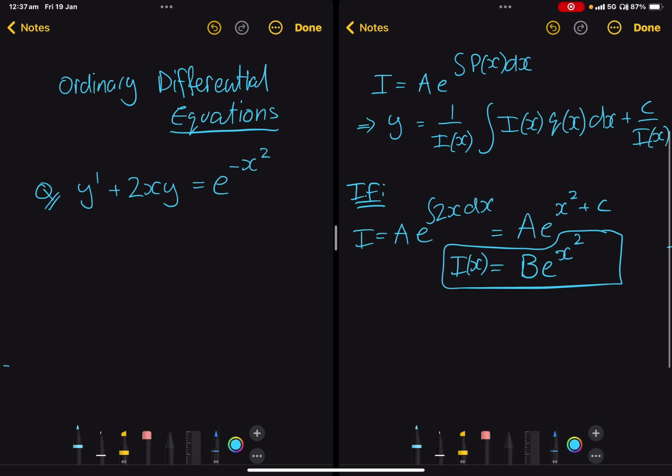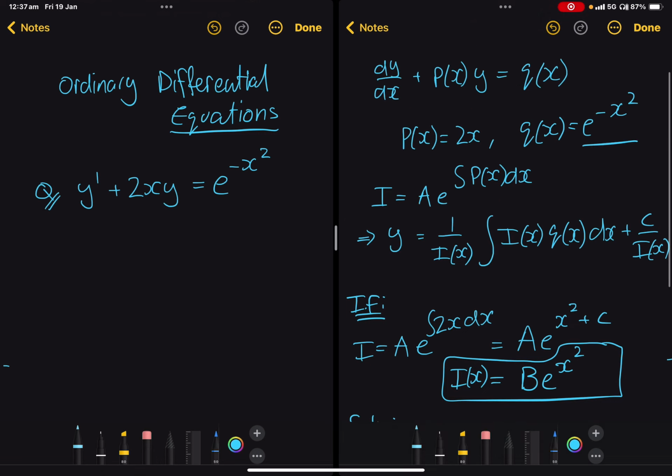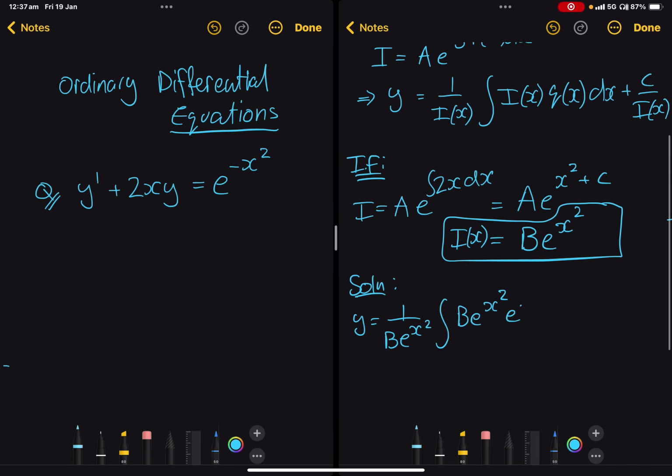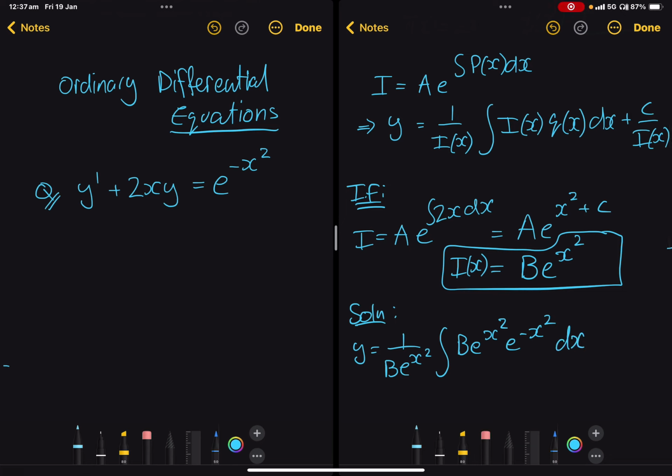Now that we have our integrating factor, we can plug this into our solution and solve. So we have y is 1 over b e to the x squared, times the integral of b e to the x squared times q of x, where q of x is e to the minus x squared, dx, plus a new constant, which we'll call c, over b e to the x squared.